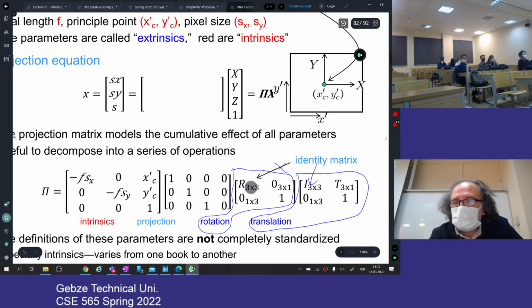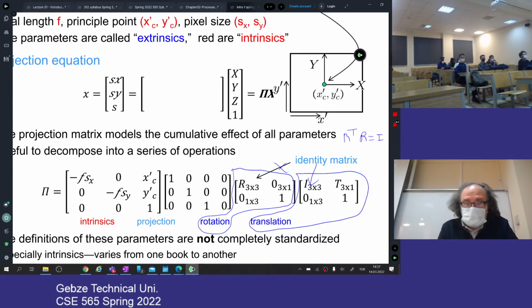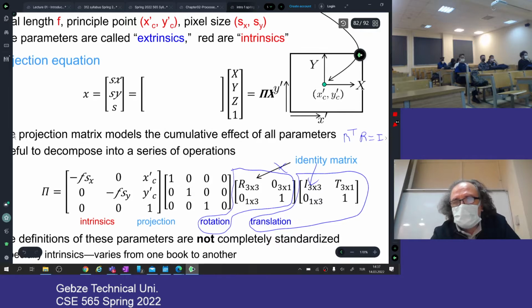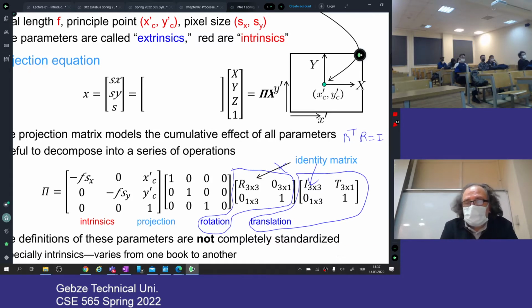This is a 3 by 3 orthogonal matrix. Remember, the orthogonal matrices are like these, right? If I multiply the transpose of it with itself, I get the identity. That means that the transpose is the inverse of it. Then this is our projection matrix. Remember, this matrix is responsible for doing the projection from 3 dimensions to 2 dimensions.